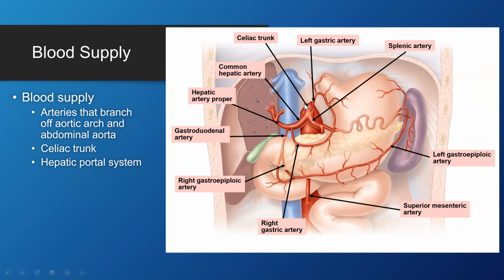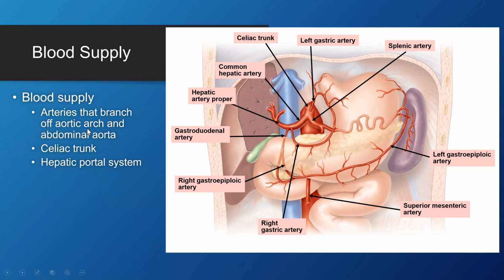So the celiac trunk, left gastric artery, splenic artery, and common hepatic artery are then divided into smaller branches that supply the stomach, spleen, liver, duodenum, and pancreas, right? So that's blood supply.